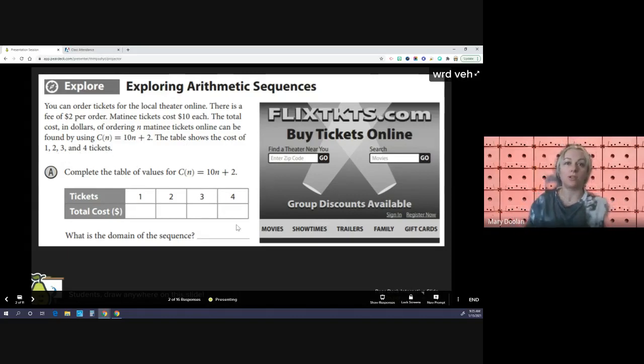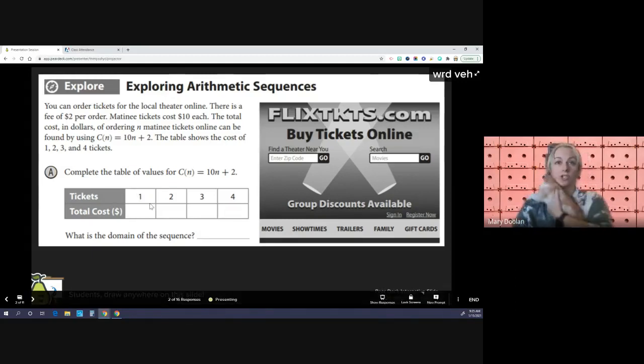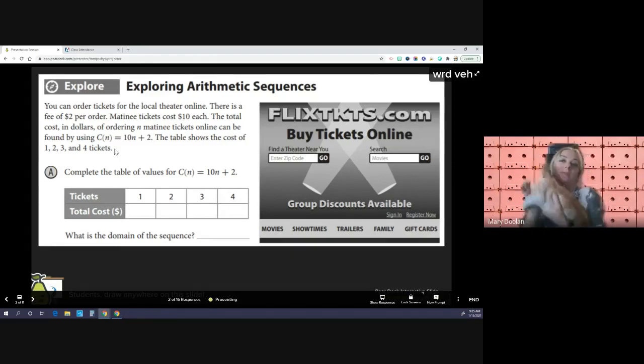What you're going to do is draw on this slide and complete the table of values for C of N is equal to 10N plus 2. If 1 ticket is purchased, what's the total cost? This is like our warm-up today, the poll. If I put a 1 where the N is, 10 times 1 is 10 plus 2 is 12. So I put a 12 right here.